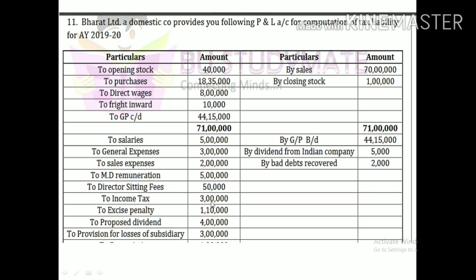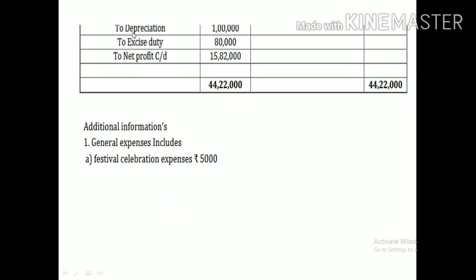Then income tax 3 lakh is disallowable or inadmissible, add back to the profit. Excise penalty or penalty of any tax is inadmissible, add back to the profit. Then proposed dividend or dividend paid, or interim dividend paid, is not an expense, it is an apportionment of profit, so it should be added back. Then provision for loss of subsidiary company is not allowable. Then depreciation, they have given as per profit and loss account, there is no information as per IT.